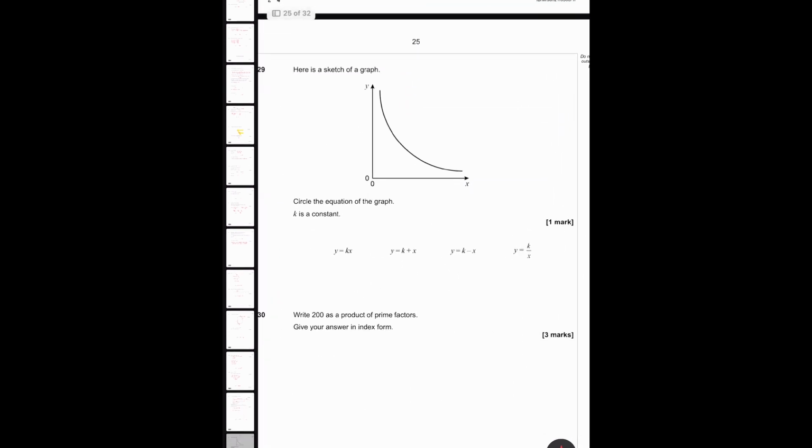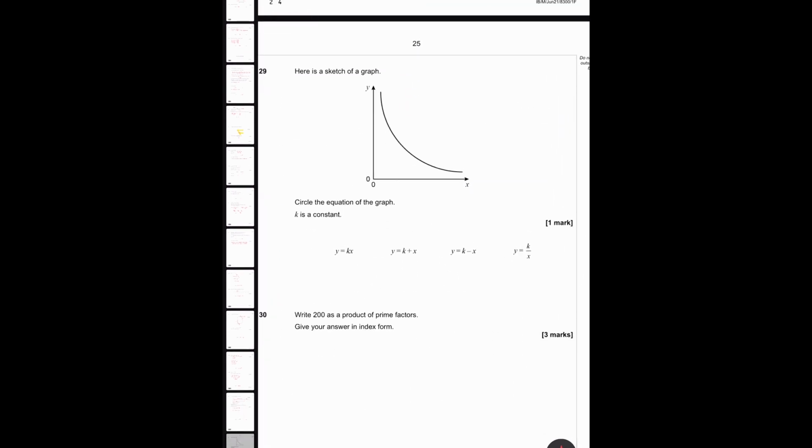Question 29 shows us a graph. We can see that as we progress in our graph, our values are decreasing. We need to decide which of the 4 options is correct. Since it is decreasing, we know we must be taking away or dividing. If we were taking away, we would be decreasing by the same amount, so our graph would be a straight line. This means it must be a division. That means that our answer is y equals k over x.